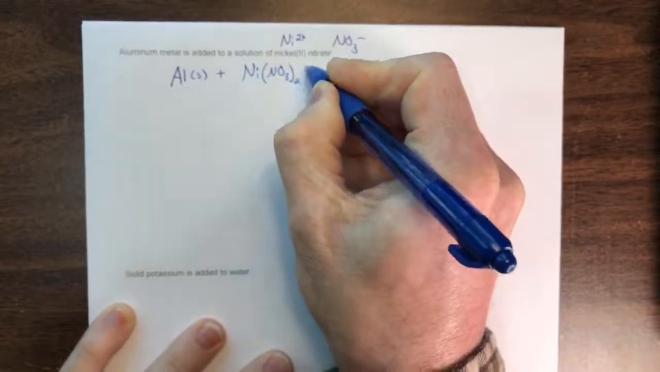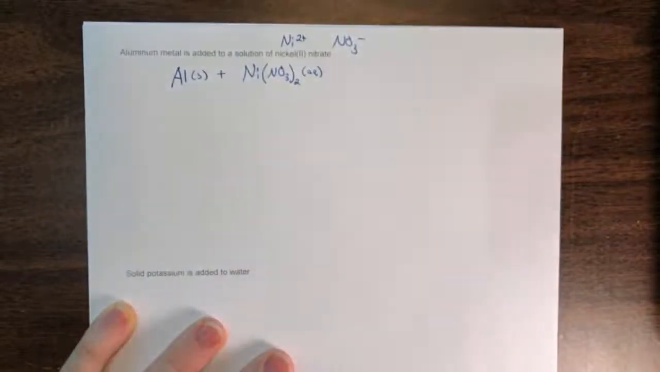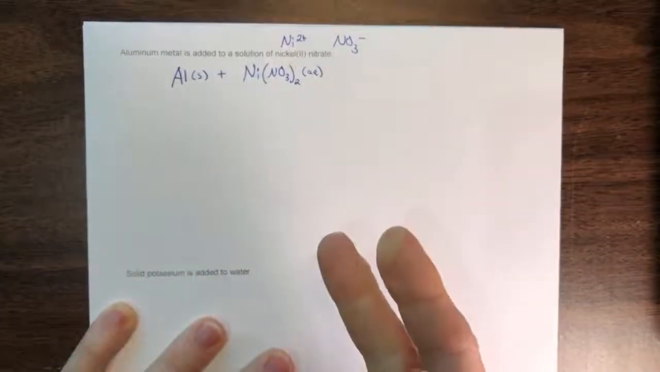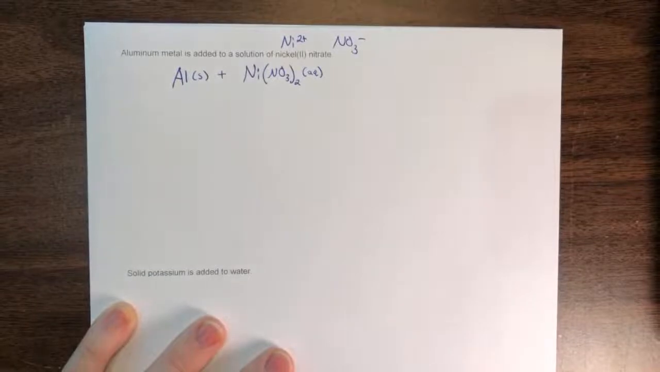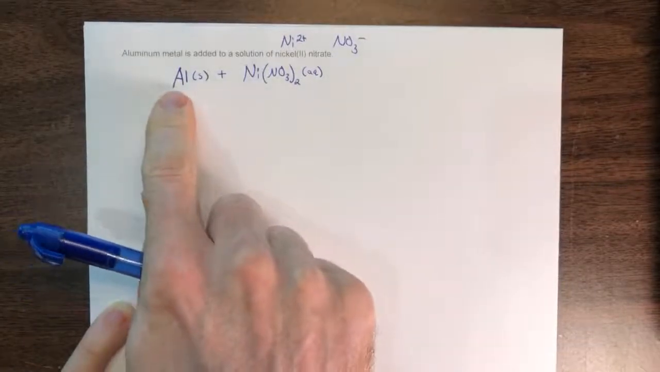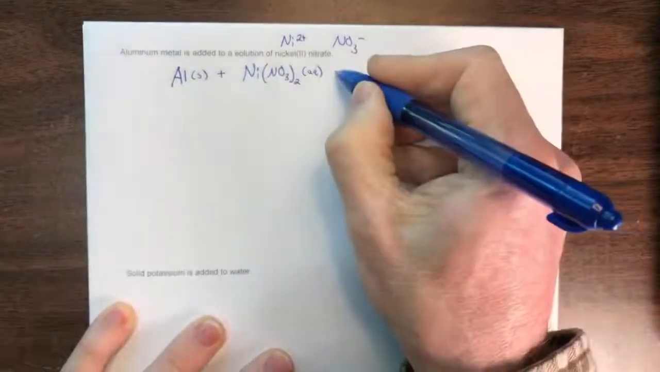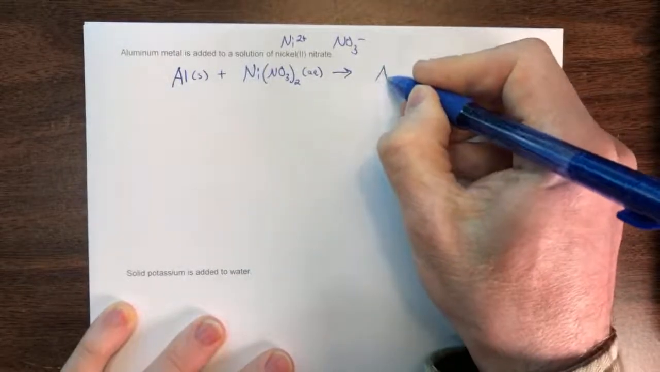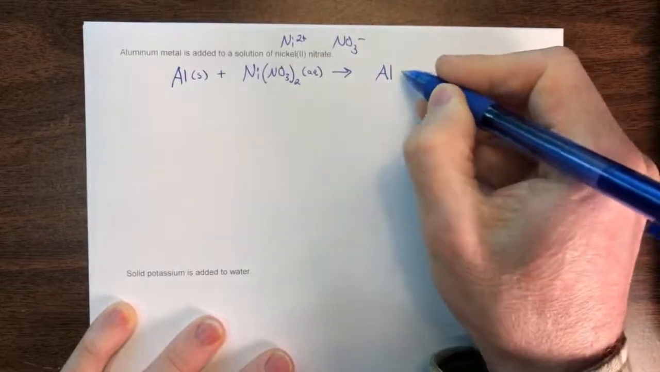So this is going to be a solution of Ni(NO3)2 (aq), right? That's the solution. So aluminum is added to this, and we know this is going to be a single replacement, and I told you all these reactions happen. So what happens is the aluminum is going to replace that, and you're going to end up with aluminum nitrate.